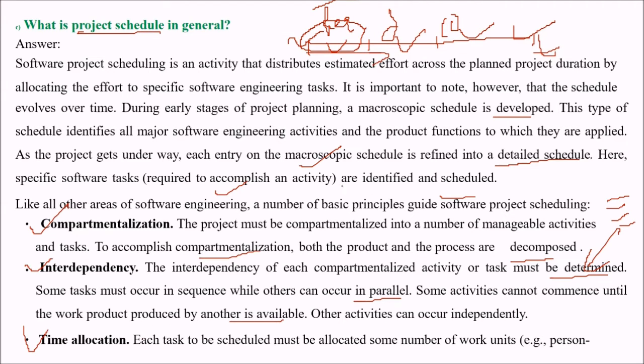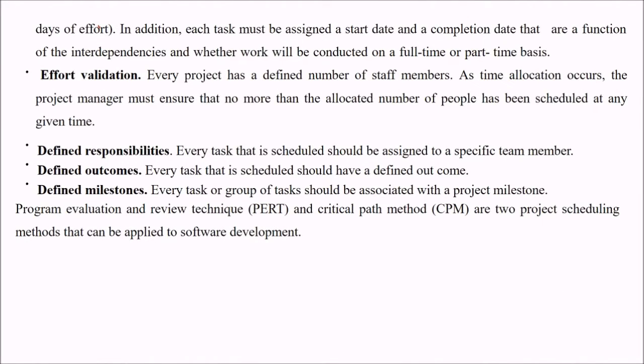What about time allocation? Each task to be scheduled must be allocated some number of work units, like person-months, person-days of effort. In addition, each task must be assigned a start date and completion date that are a function of the interdependency and whether work will be conducted on a full-time or part-time basis. Then effort validation. Every project has a different number of staff members, of course. So as time allocation occurs, the project manager must ensure that no more than the allocated number of people have been scheduled at any given time.